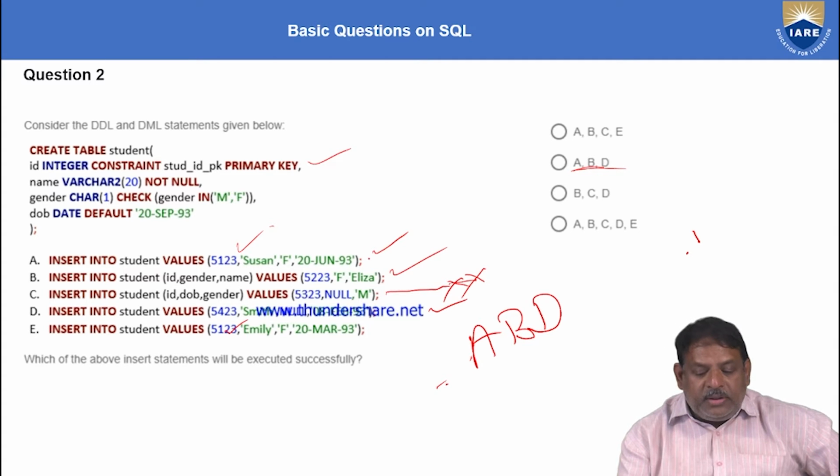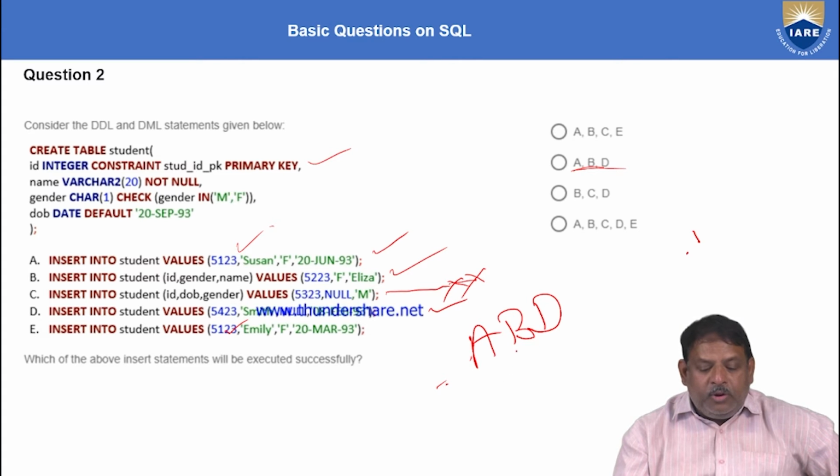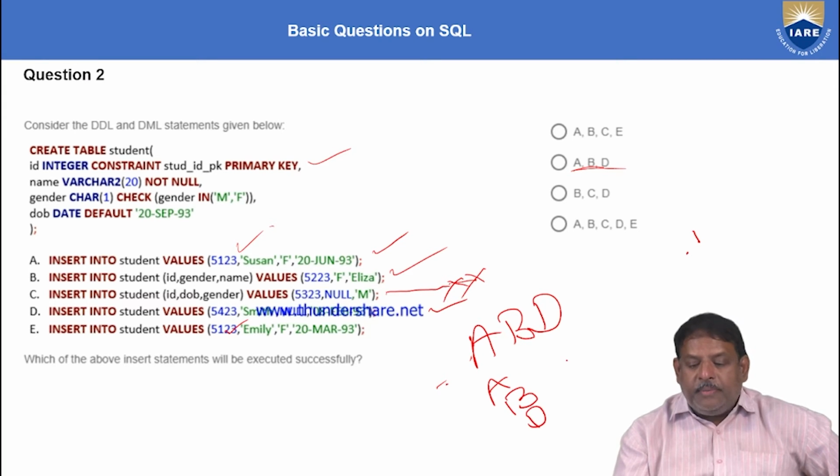Already the first record is inserted here, and we're trying to insert the same value once again, 5123. This being a duplicate will not be inserted. So you'll be left with three inserts. The correct insert statements will be A, B and D. So the first option is A, B, C, E. A, B, we got the answer.